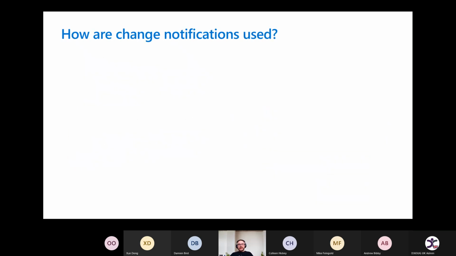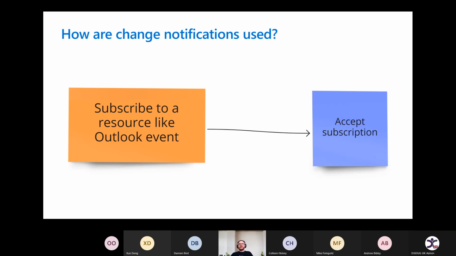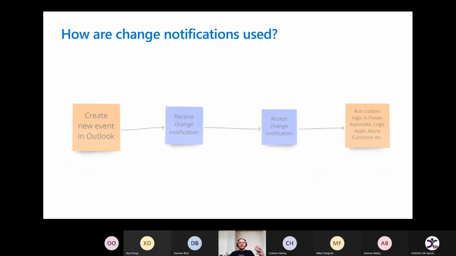How are they used? Again, I want to emphasize how change notifications are used, because this is key in understanding them. First, we're going to subscribe to a resource. An Outlook event is one of those resources, and that's what we're doing in this demo and this session. So it's that you've got mail example. We're subscribing to an event. That subscription is accepted, and then change notifications are used so that we're creating new events in Outlook.